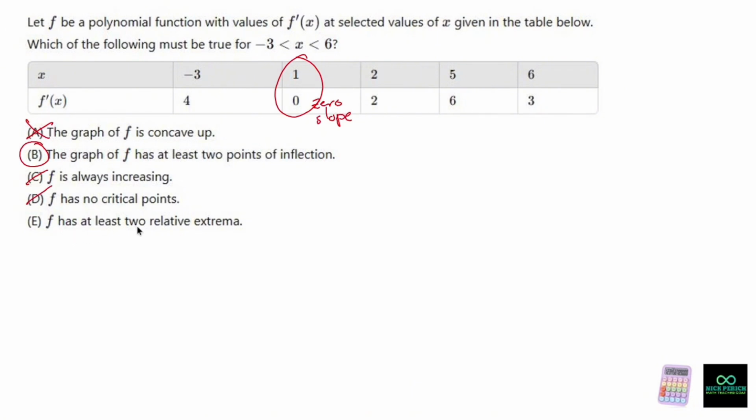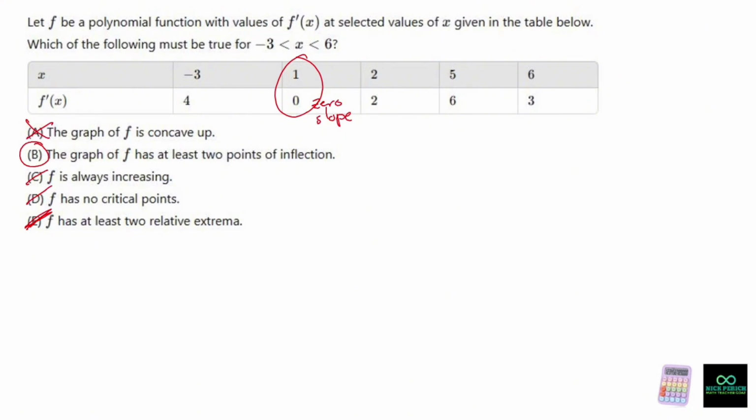F has at least 2 relative extrema. No, because it's always increasing except for at one spot. So we can't determine if there's more than one relative extrema. So B's got to be it. So this is a calculator section that didn't require a calculator. It just kind of required a little bit of knowledge about the derivative and how we can use that derivative to our advantage.